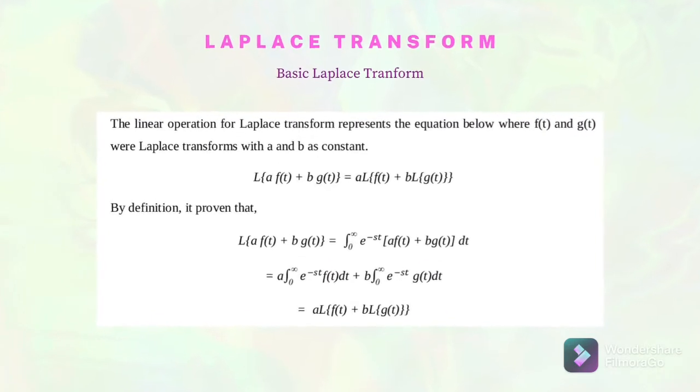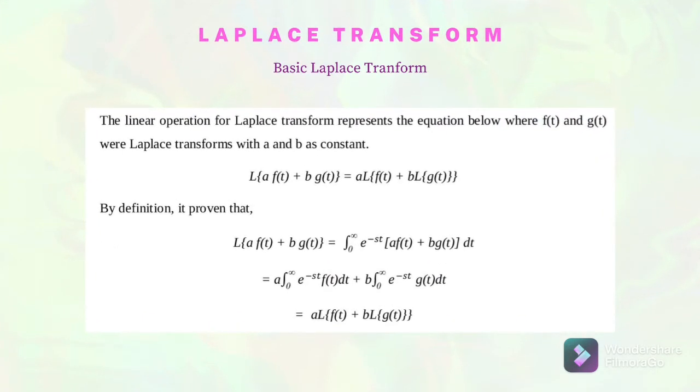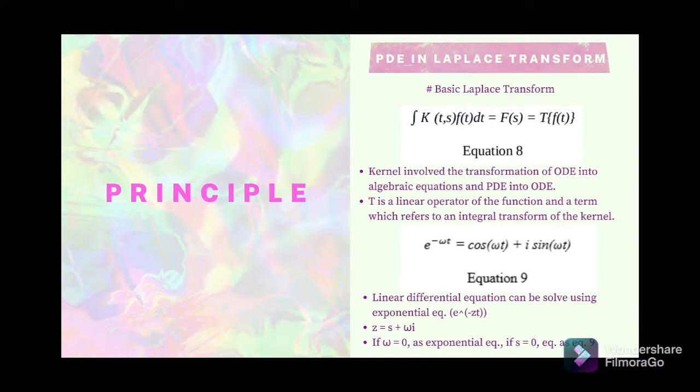The linear operation for the Laplace transform represents the equation below, where f(t) and g(t) were Laplace transformed with a and b as constants. So, with a few mathematical processes, we will get the equation as shown. Moving on to PDE in Laplace transform.